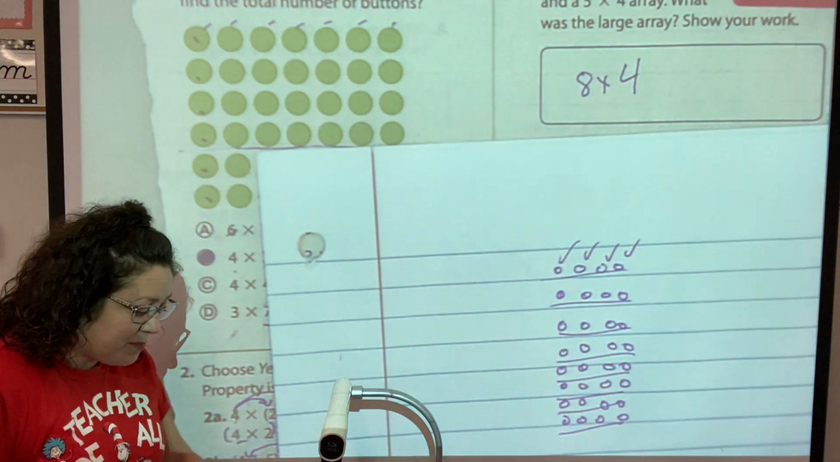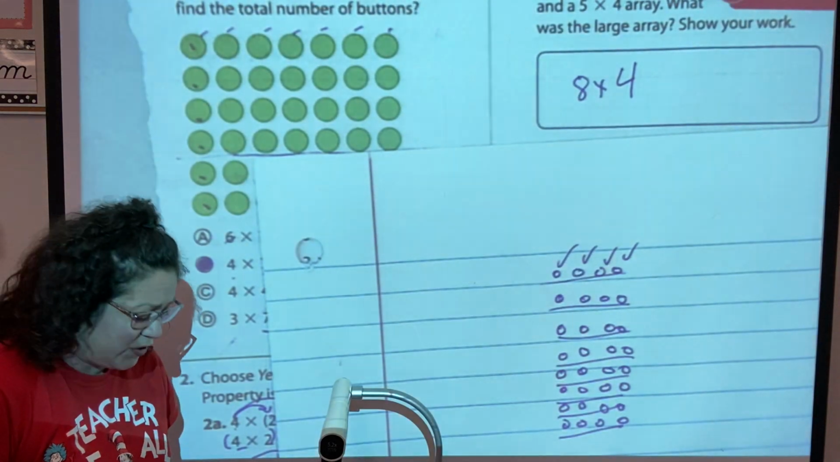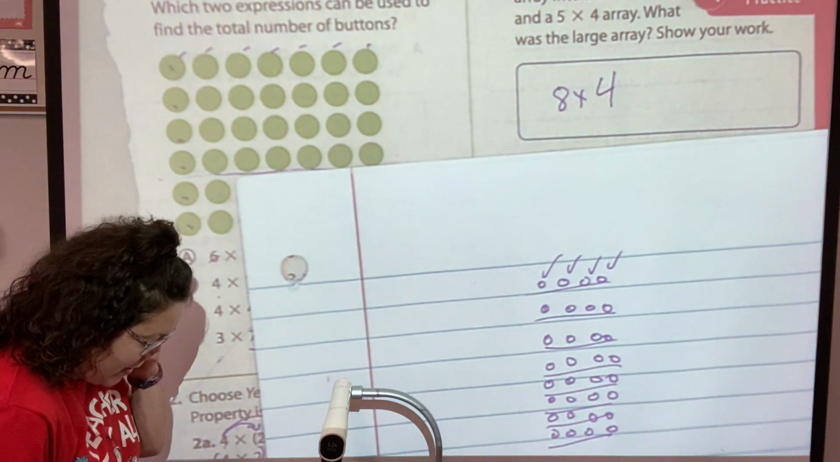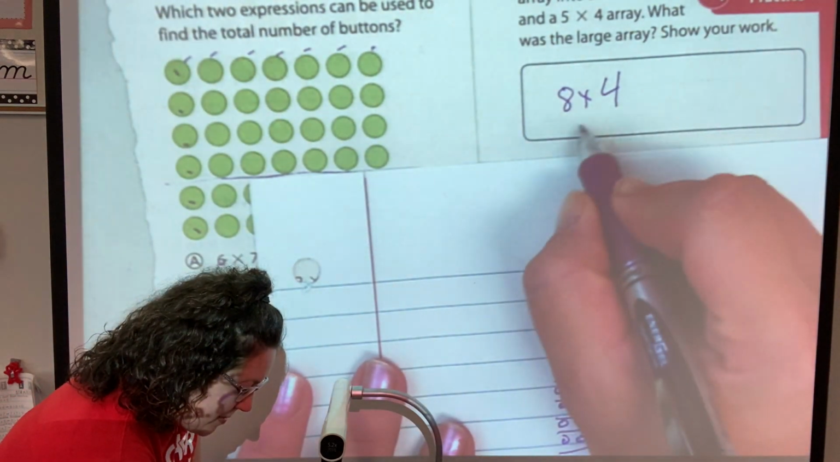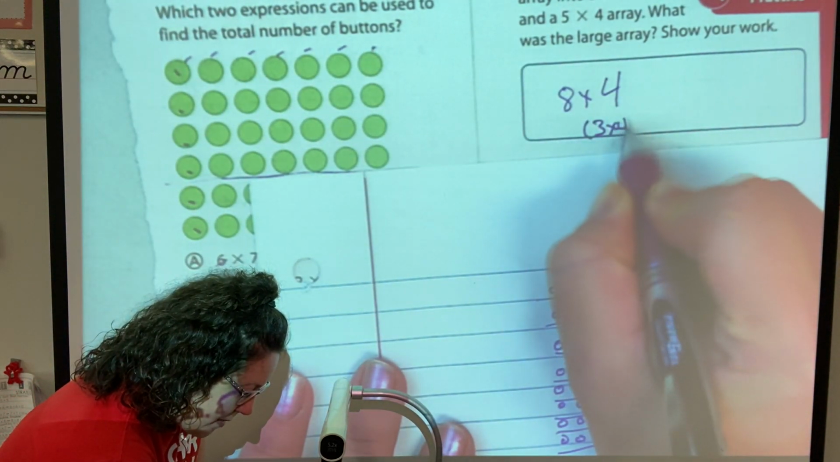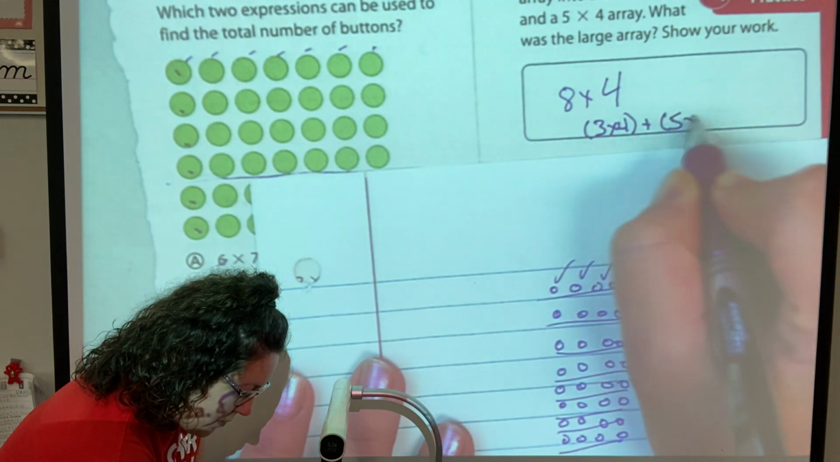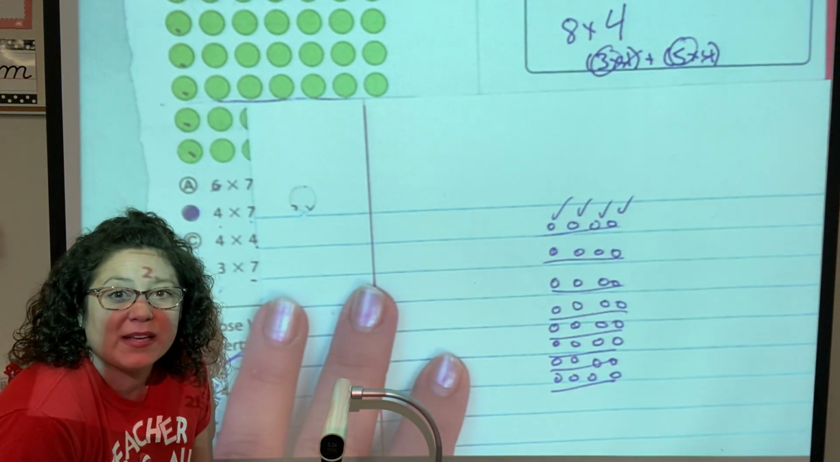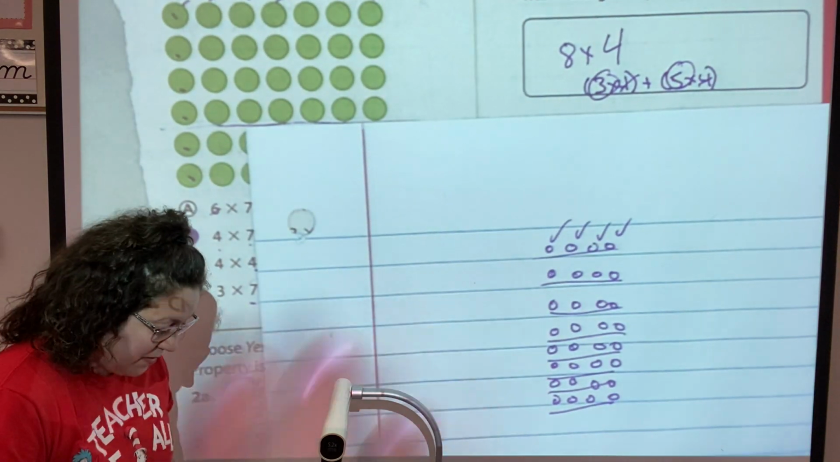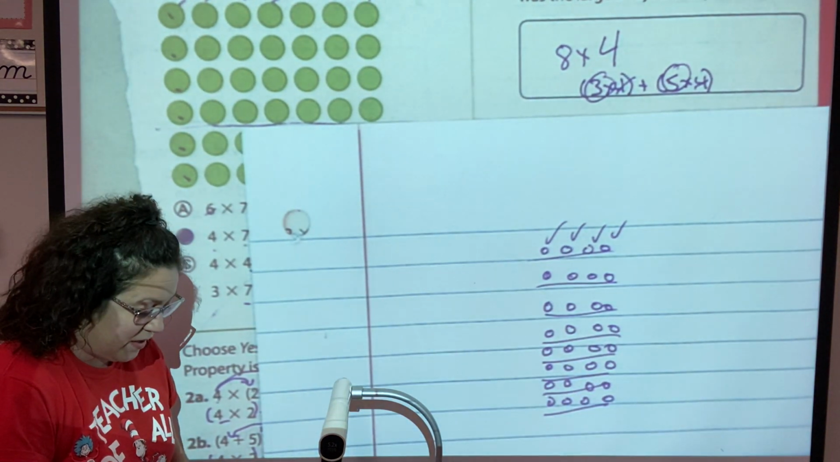So again, with these problems, it's really a good idea to draw them out. Okay, I know the distributive property can be tricky. Or some of you just simply said 3 times 4 plus 5 times 4, and you knew the 4's stay the same, and you add the 3 and the 5, okay? Either way. But sometimes drawing it out makes it easier.